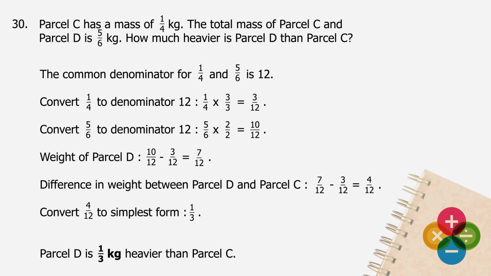The difference in weight between parcel D and parcel C will be, subtract 3/12 from 7/12, and the difference is 4/12. Convert 4/12 to the simplest form will be 1/3. Parcel D is 1/3 of a kilogram heavier than parcel C.